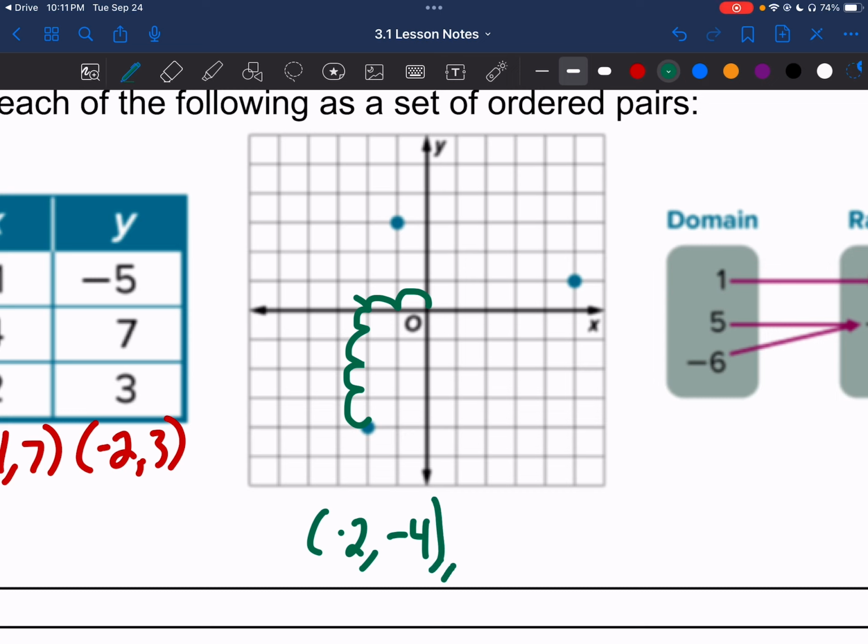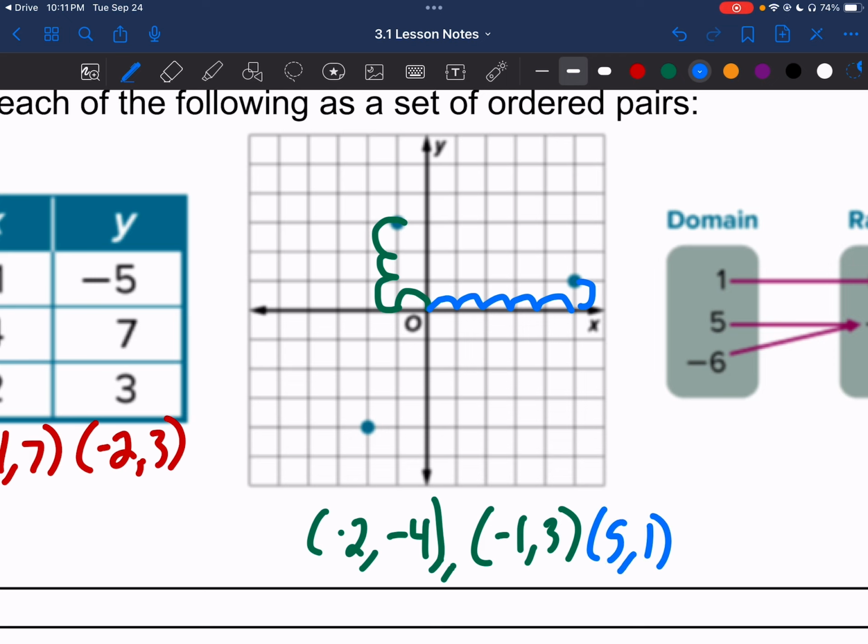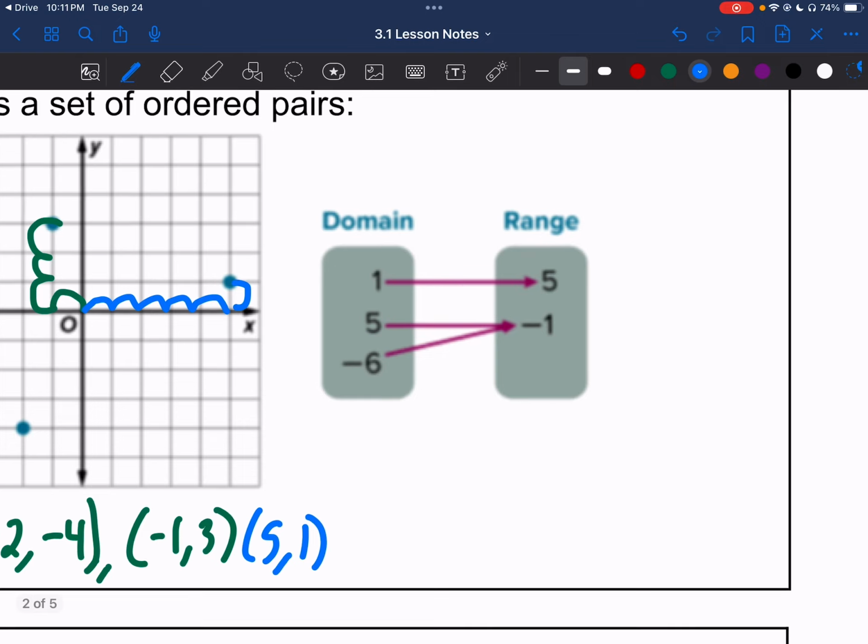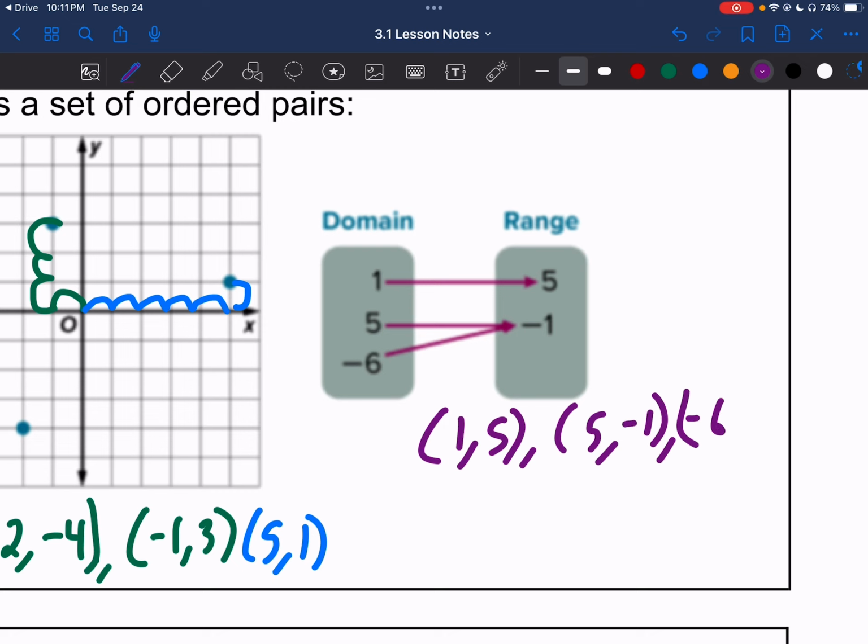My next one, if I erase that, because we're going to go in a similar direction, we're going to the left 1, and we're going up 1, 2, 3. So that's -1, 3. And my last one, we're going to the right, 1, 2, 3, 4, 5, and we're going up 1, so that's going to be 5, 1. Lastly, if I look at my mapping diagram, my first point, 1 goes to 5, so we have an ordered pair of 1, 5. Then we have 5, and it goes to -1. And we have -6 that also goes to -1.